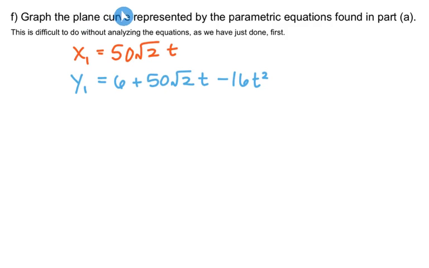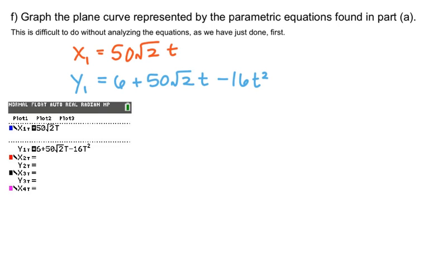Now we're going to look at graphing this Cartesian plane curve, which is represented by these two parametric equations that we set up in part A. So you want to make sure that you are in your calculator and you're in parametric mode. So x sub 1 is going to equal 50 root 2 t. y sub 1 is going to equal 60 plus 50 root 2 t minus 16 t squared. And once you have that typed into your calculator, it should look like this.